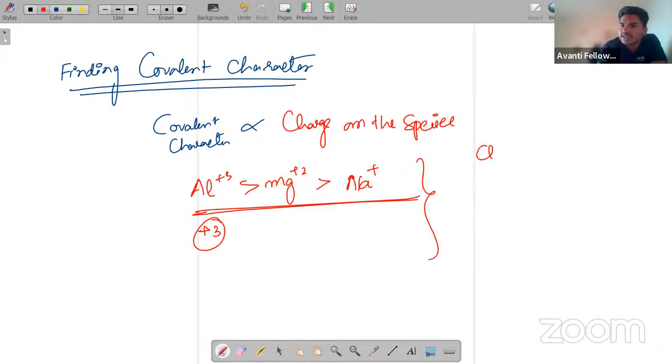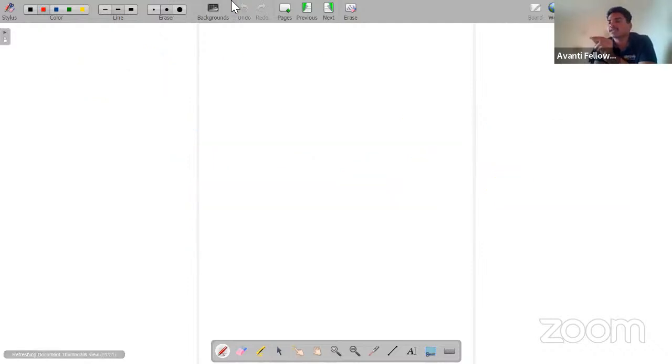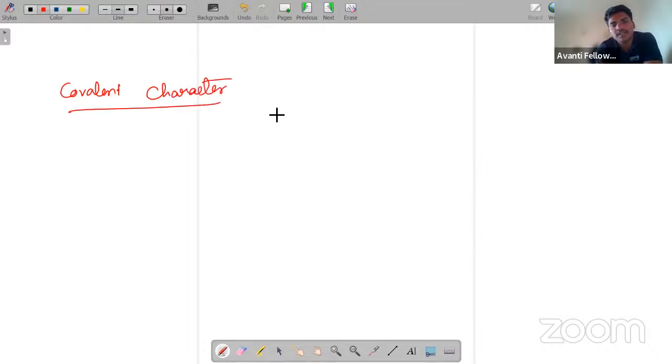Next one is anions. If you see anions, we can see Cl minus, then Br minus, then I minus. The charge is the same here, but the size differs, so you need to consider the size factor here. To conclude, what I am telling you is that covalent character can be decided by the anion and cation.